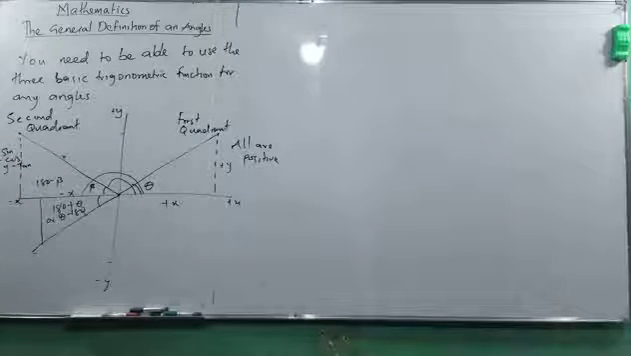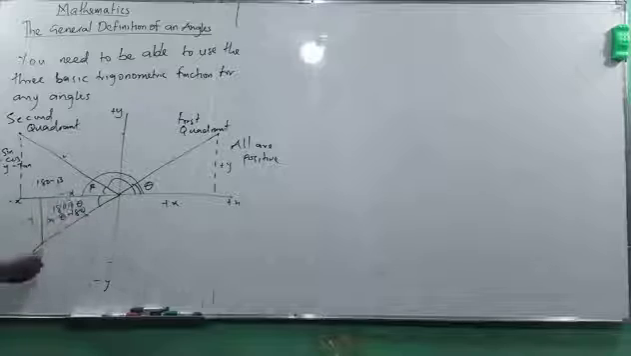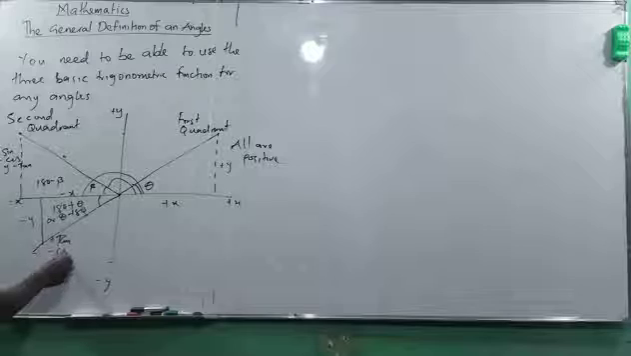Now, why are both negative here? Because this is going to be minus y and this is going to be minus x, and both of them are negative. It means tan will be positive, others will be negative.